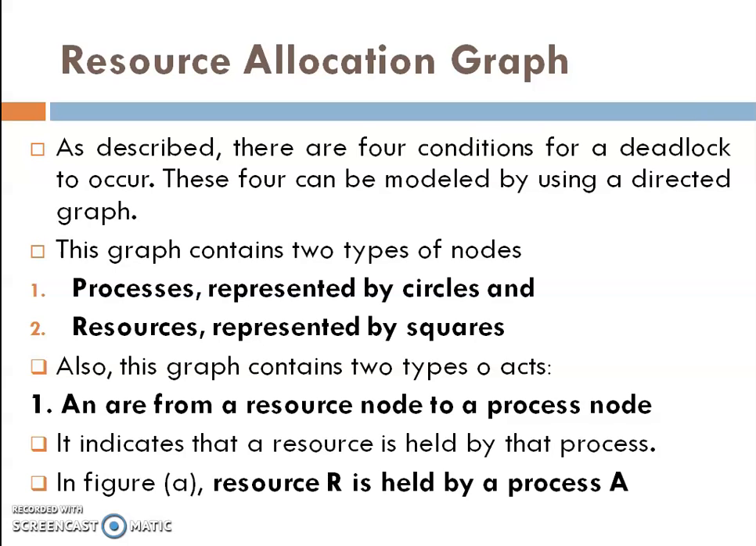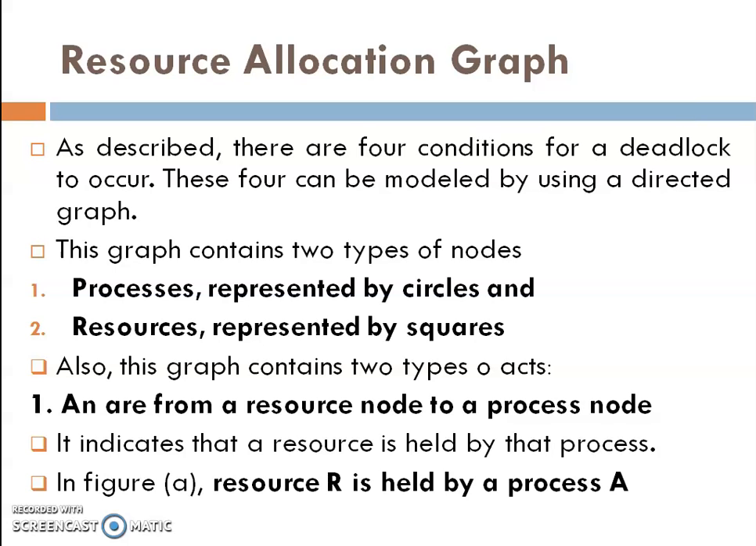Resource allocation graph. As described, there are 4 conditions for deadlock to occur. These 4 can be modeled by using a directed graph. This graph contains 2 types of nodes, process and resource. Processes are represented by circles and resources are represented by squares. Also, this graph contains 2 types of arcs.